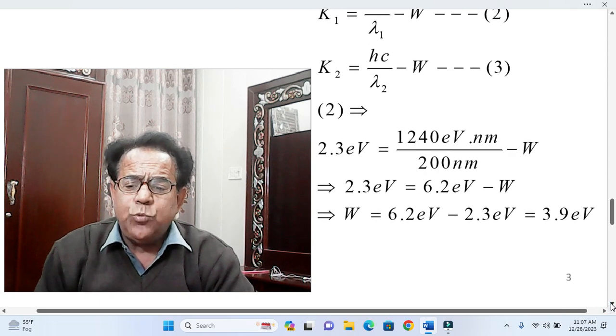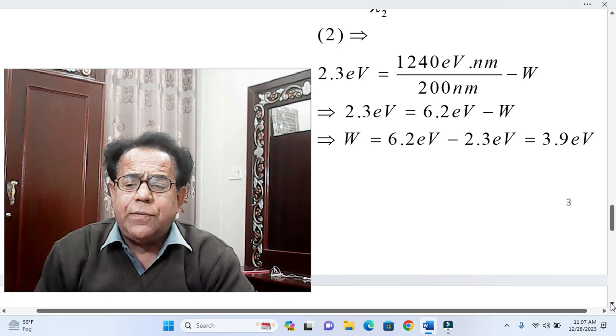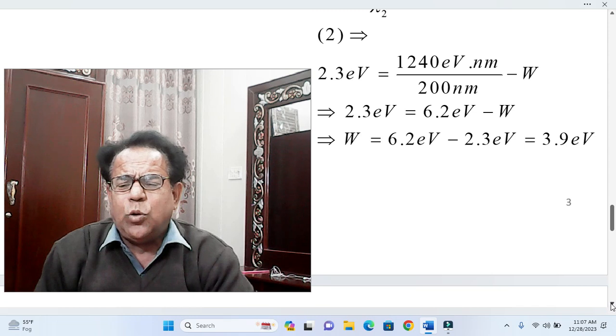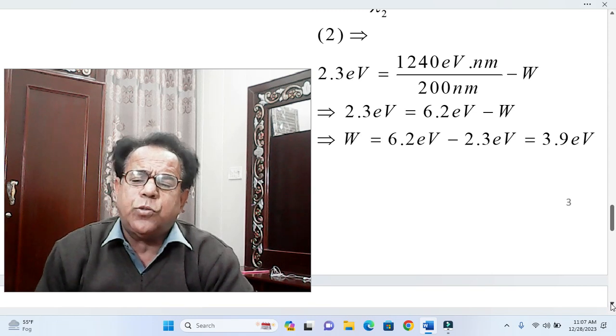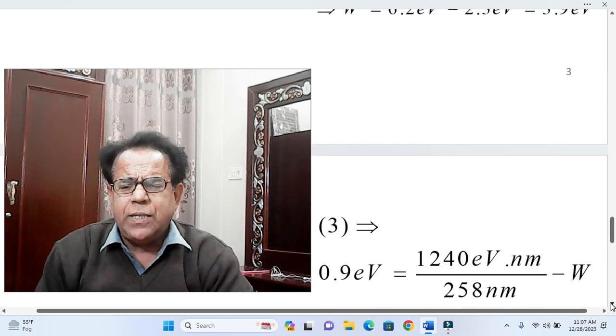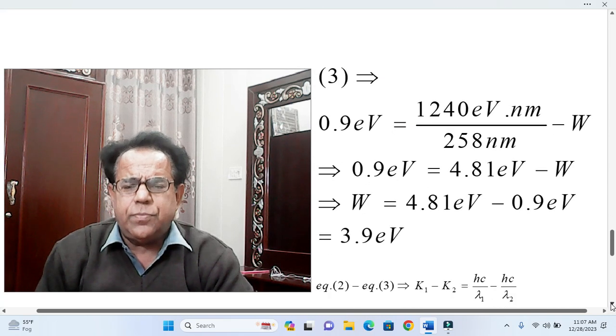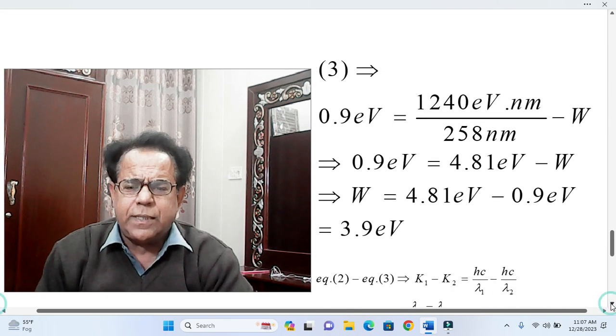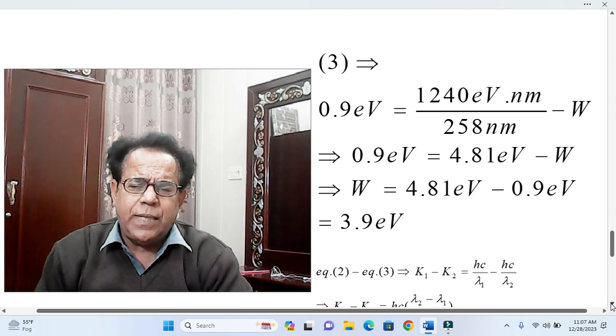So dear students, in the table the value was given as 4.0. 4.0 and 3.9 are very close to each other, so we may say that we have solved the problem to a satisfactory extent.